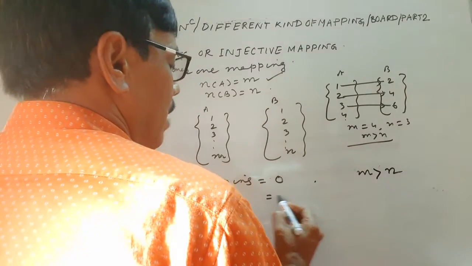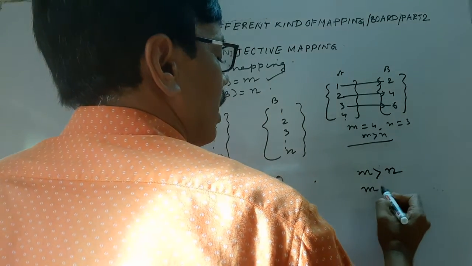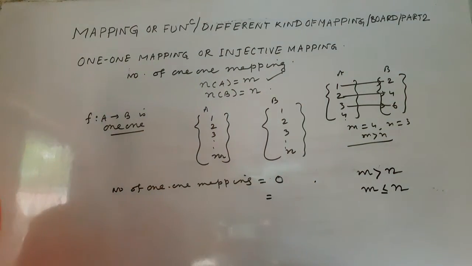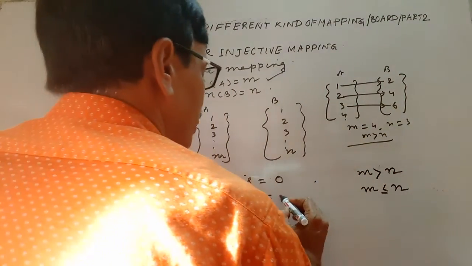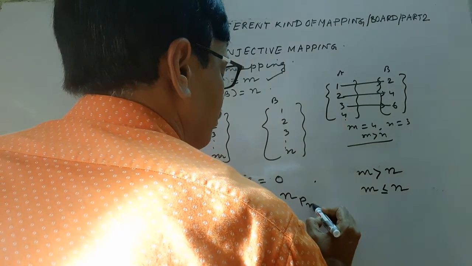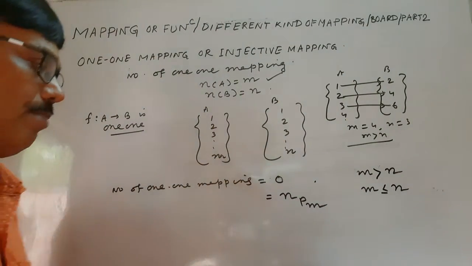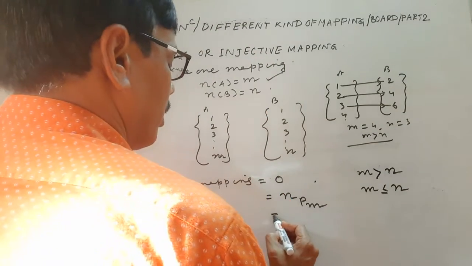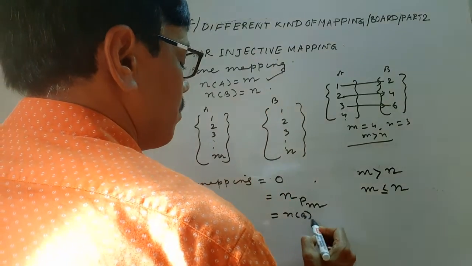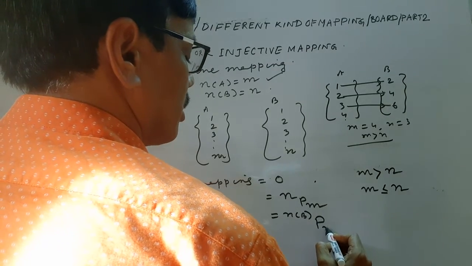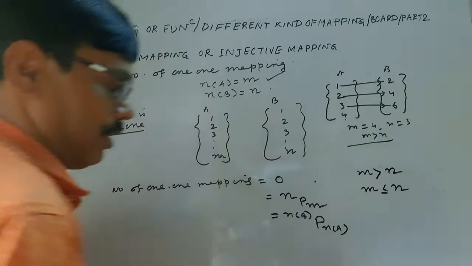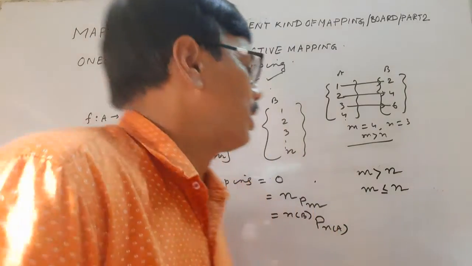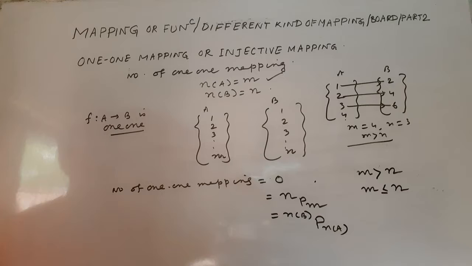Now if m is less than or equal to n, the number of mappings is nPm. nPm, you can write, n P m for permutation, where n is the number of elements in B. So this is our formula. This is also a result of permutation.